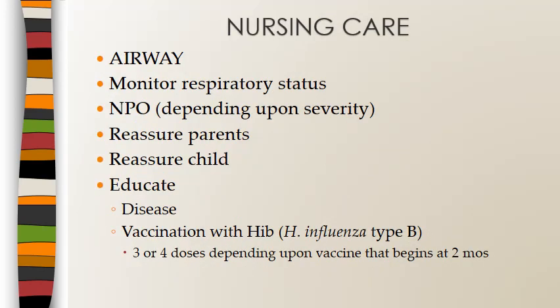So nursing care really is around maintaining a patent airway and monitoring the respiratory status very closely. Depending upon the severity of the disease, the child could be NPO. We need to reassure the parents and reassure the child that over time they will get better. And we need to educate about the disease, and especially about vaccination with the HIB vaccine, because this will provide some protection against actually acquiring the disease.